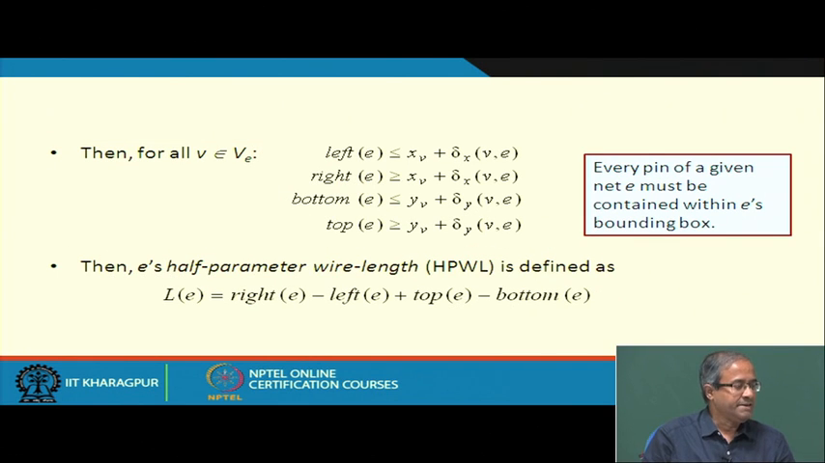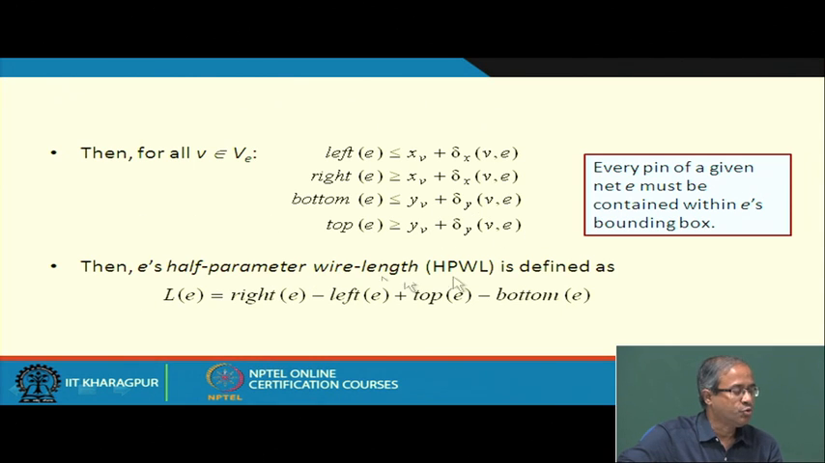So, the physical constraints say, the first set of constraints tell you that every pin of the net E must be within the bounding box. These are captured by these 4 constraints. Left E must be less than or equal to the x coordinate of the center plus that offset for that pin, for every v belonging to this net. Similarly, right E should be greater than or equal to this. So, it should be within that range. Bottom again should be less than or equal to the y values, top should be greater than or equal. That means, this v should be inside that imaginary rectangle.